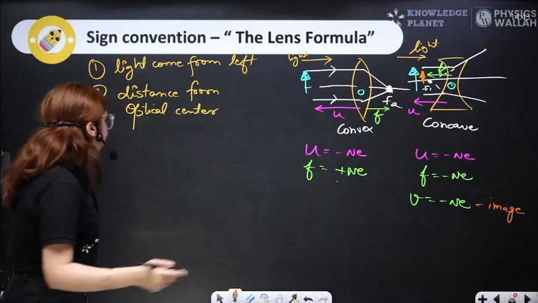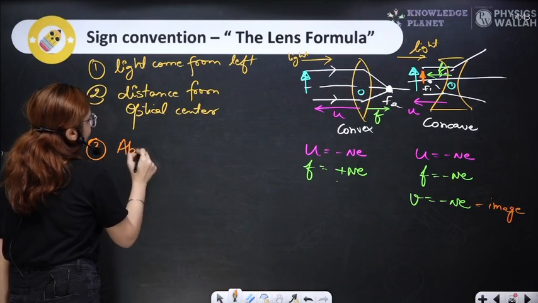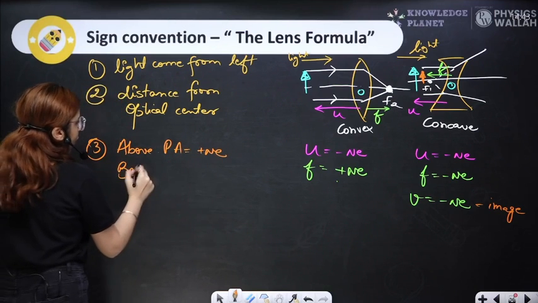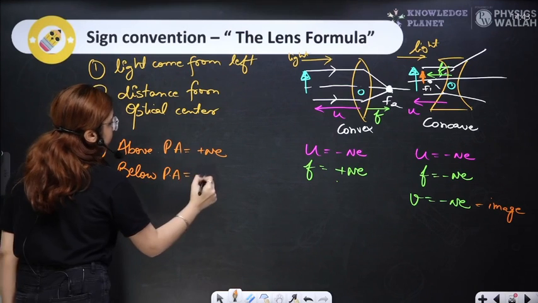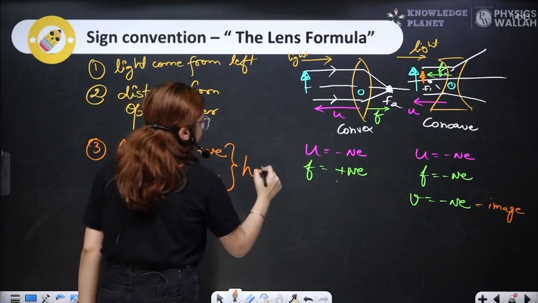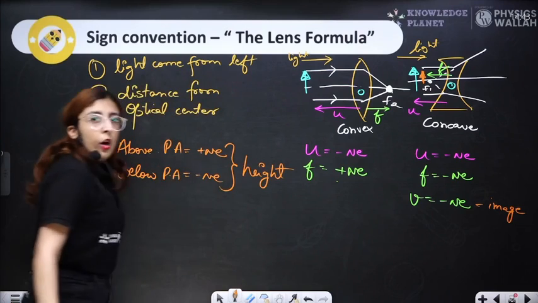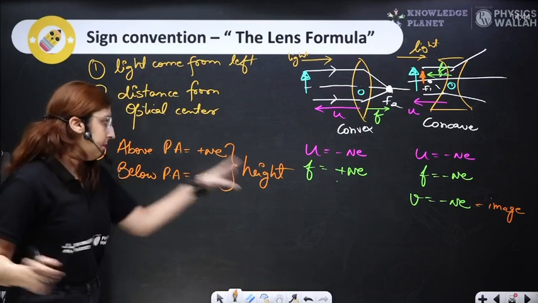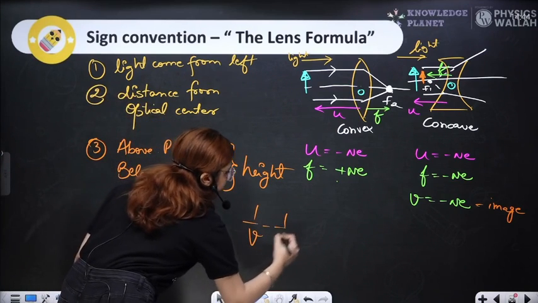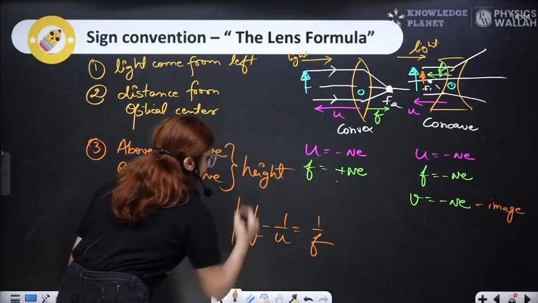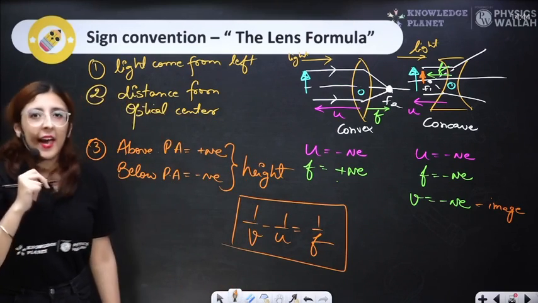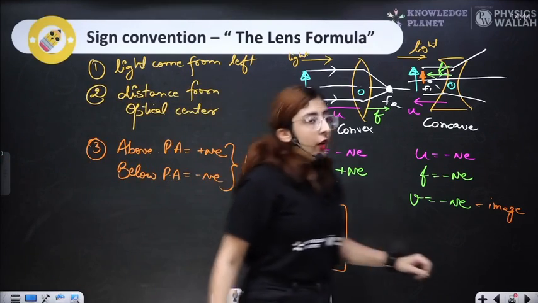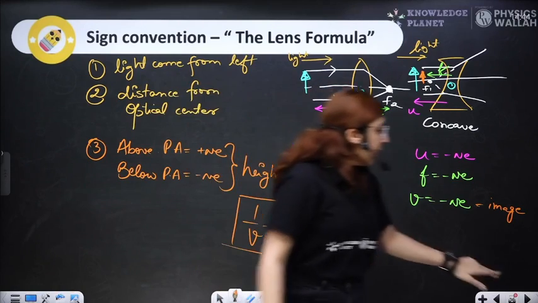Third is the same. Above the principal axis, positive. Below the principal axis, negative. That's for your height. Now when we say lens formula, in your mirror formula it was addition, subtraction. Here, 1 by V minus 1 by U is equal to 1 by F. So everything is coming out to be opposite over here. In fact, the lens and the mirror concept is also opposite over here. So, clear with this?